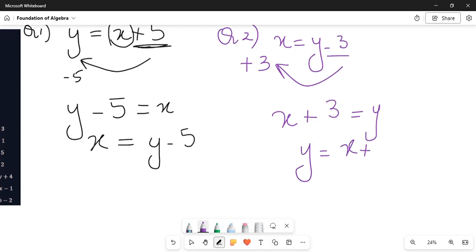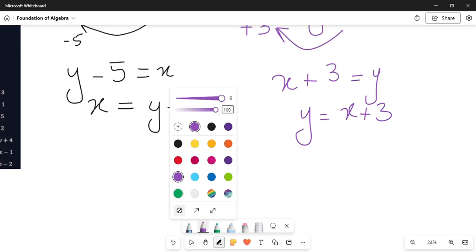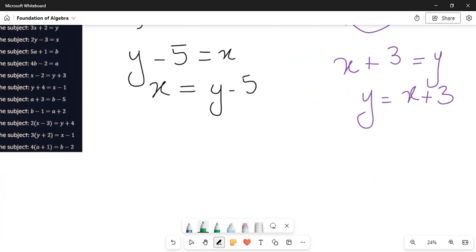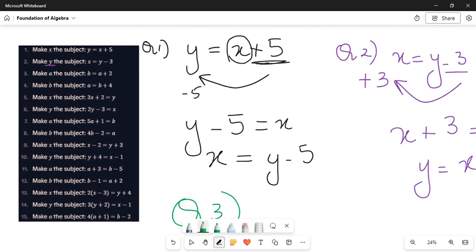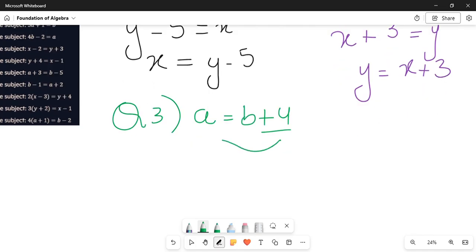Y is the subject. Now question number 3, which is make b the subject. a equals b plus 4. Let's move this plus 4 to the other side. It will become minus 4. So we can simply write b equals a minus 4.